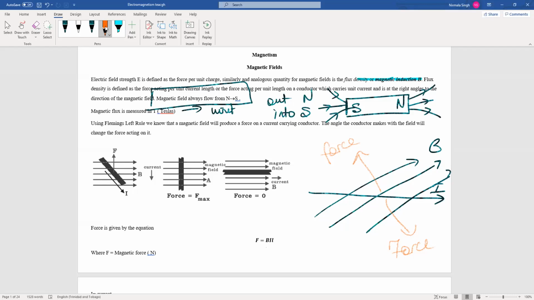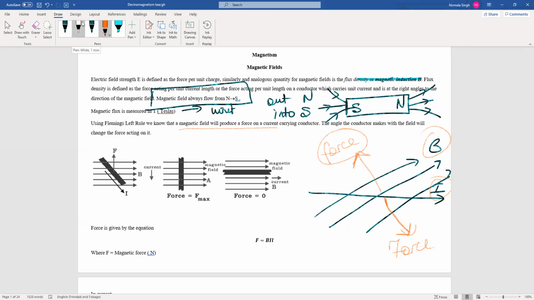So that sounds familiar, right? We did that in CSEC. That's why I flew through it really quickly. If it sounds a little hazy, go revise your book. All right. So we have force, we have current, and we have magnetic field strength or magnetic induction, magnetic flux density. So let's read this again. Using Fleming's left-hand rule, we know that a magnetic field will produce a force on a current carrying conductor.